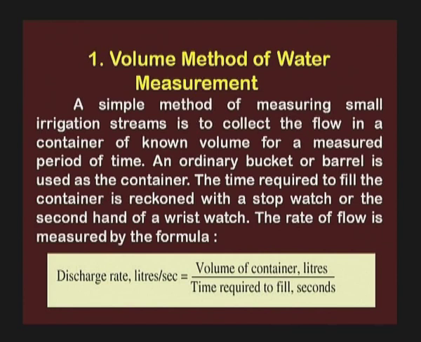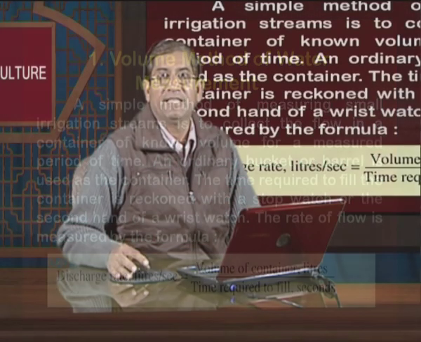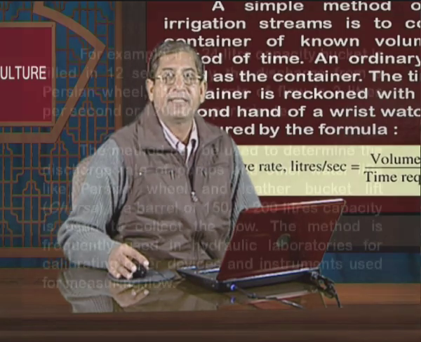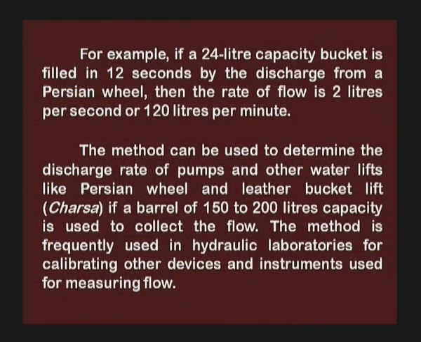The rate of flow is measured by the formula: discharge rate in liters per second is equal to volume of container in liters divided by time required to fill in seconds. This method is very simple and easy, and in hydraulic laboratories it is used for calibrating other devices. For example, if a 24-liter capacity bucket is filled in 12 seconds by the discharge from a Persian wheel, then the rate of flow is 2 liters per second or 120 liters per minute.